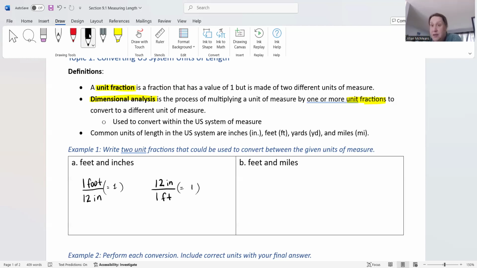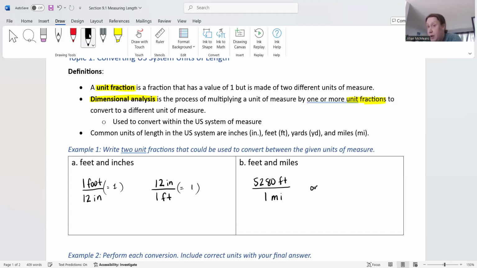Okay. Now, feet and miles. I'm not pulling these out of thin air. I will provide you with a conversion sheet in class, and I'll show you one here in just a moment. But for feet and miles, I happen to know there are 5,280 feet in a mile. So I could write 5,280 feet over 1 mile. Miles are MI. That's the abbreviation for miles. So 5,280 feet is the exact same length as 1 mile. So we have a fraction that technically equals 1.